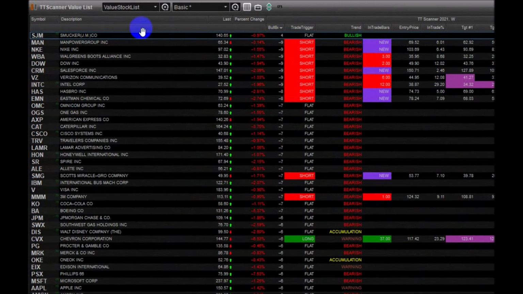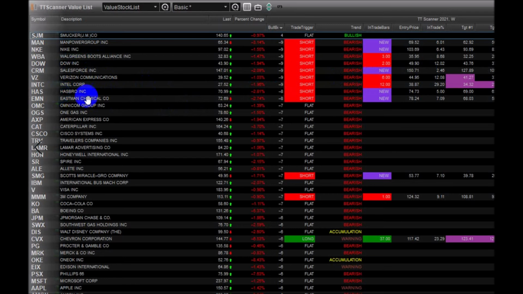We have a new trade in Manpower Group, already up 6%. Short, we have a new trade in Nike, short. 2 existing trades here in WBA, Walgreens, and Dow Inc. We have a new trade in Salesforce, short, which is up 2% already. We have a new trade in Hasbro, short, which is up 5% already.